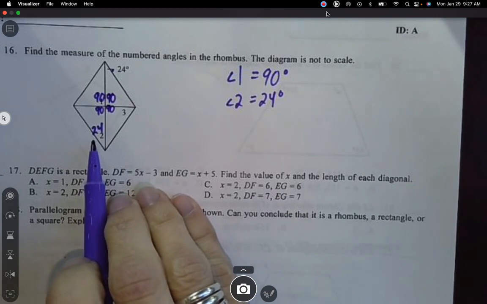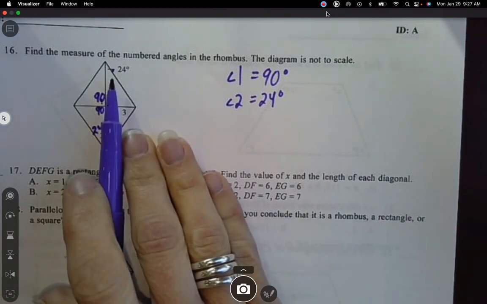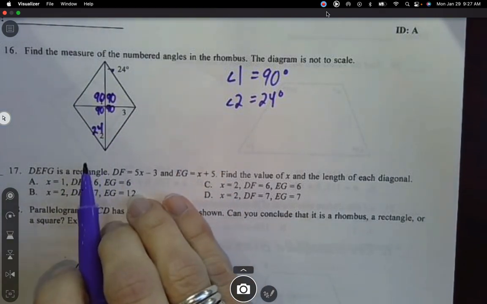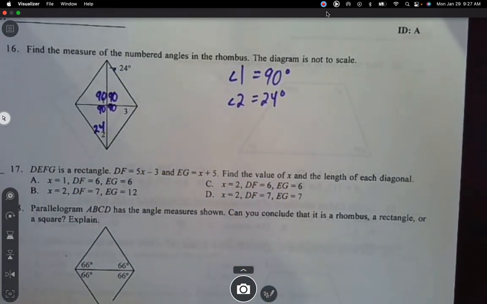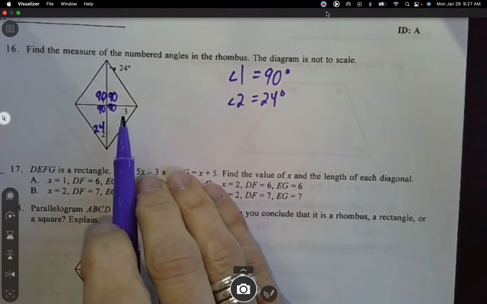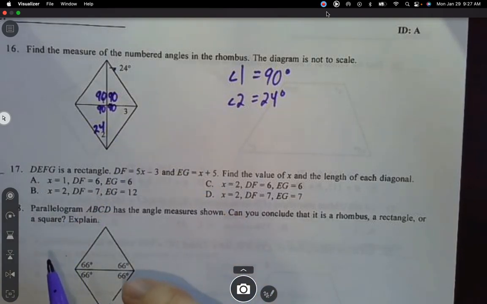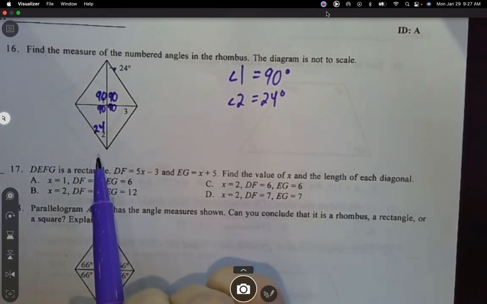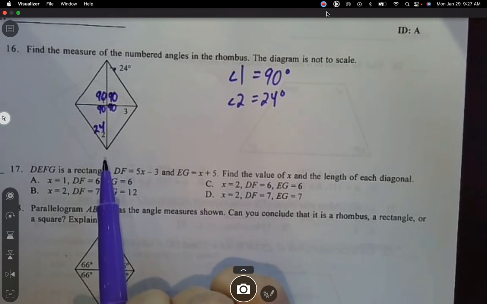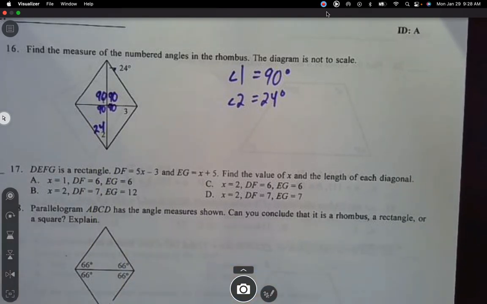Let's see, if this one's 24 and that one's 24. Oh, we know that all... Oh no, we don't know that all the angles are. Let me see what I want to do next. I'm thinking. What do I get? Let me do this. 1 is 90 minus 24.